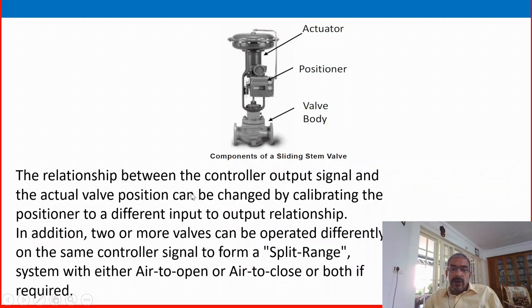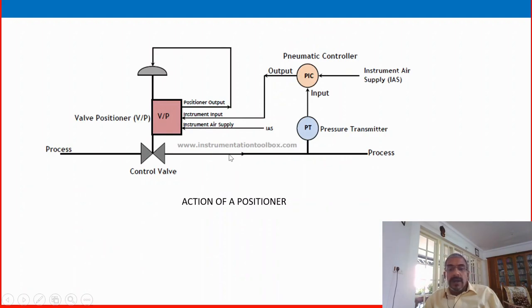The relationship between the controller output signal and the actual valve position can be changed by calibrating the positioner to a different input and output relationship. In addition, two or more valves can be operated differently on the same control signal to form a split range system, with either air to open or air to close, or both if required. So just to get some more idea: the control signal is coming to the positioner. The positioner will calibrate it to give a proper output signal to the diaphragm or actuator. This is the process line.